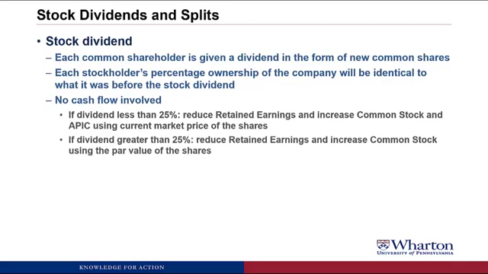If it's greater than 25%, you still reduce retained earnings, but now you just increase common stock using the par value of the shares. The logic for these large stock dividends is that if you're giving shareholders more than 25% of their current shares, that's going to be big enough that it's going to change the stock price dramatically because there's a lot more shares out there. And so the market price isn't a good measure of how much this is worth, so we just use the par value in that situation.